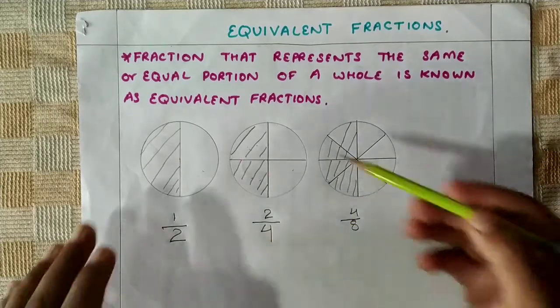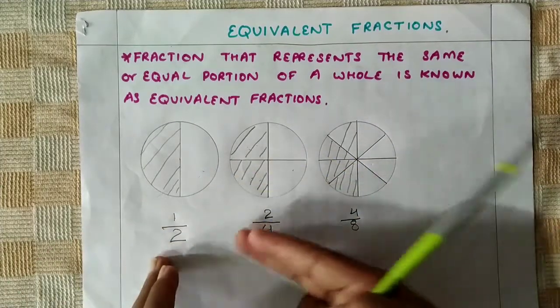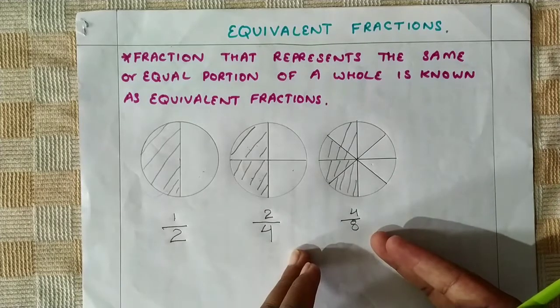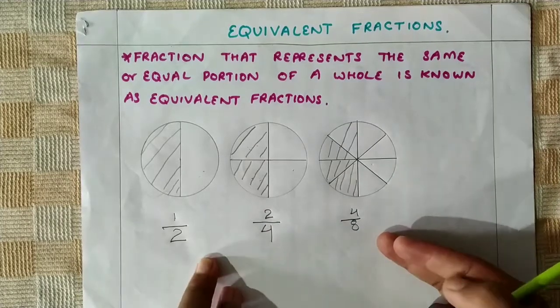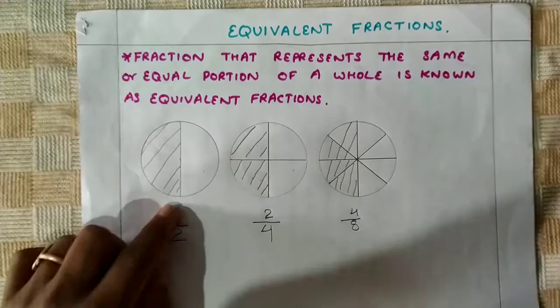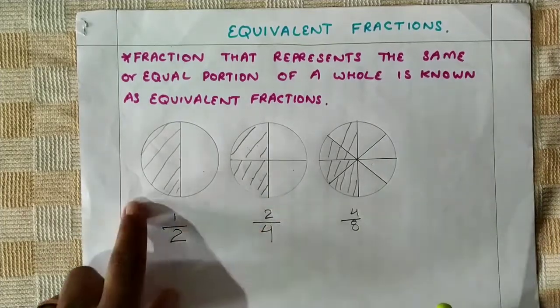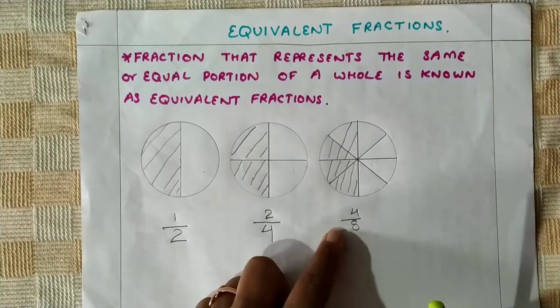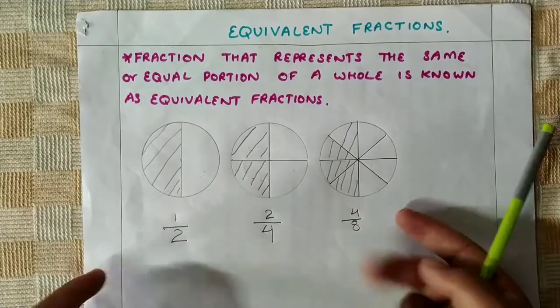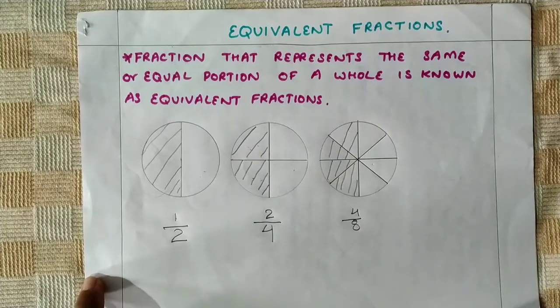So this type of fraction, which represents the same portion, is known as equivalent fractions. 1 by 2 can be represented as 2 by 4, and 1 by 2 can also be represented as 4 by 8. So these fractions are known as equivalent fractions.